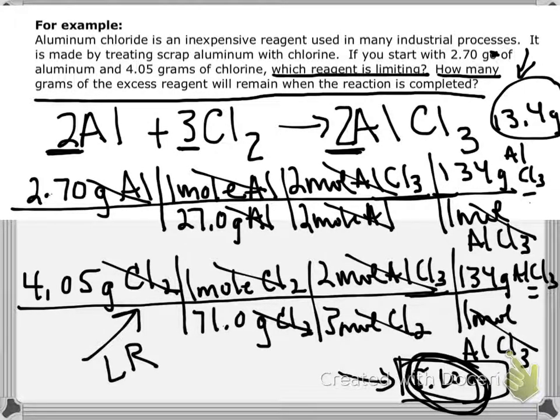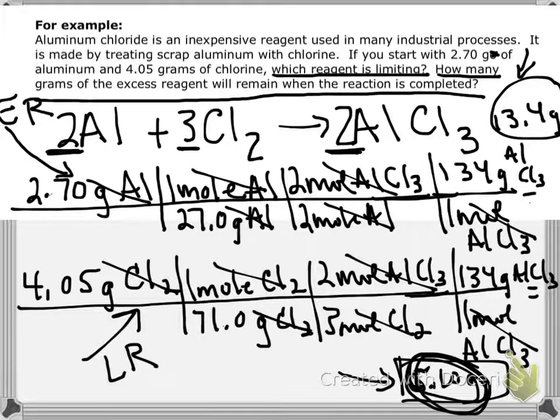Okay, and if this question happened to ask how much product is actually made in this particular reaction, we would say 5.10 grams, because that's how much can be made before the chlorine runs out. The aluminum is called our excess reagent. Okay, so because it's going to have some left over, we call it our excess reagent.